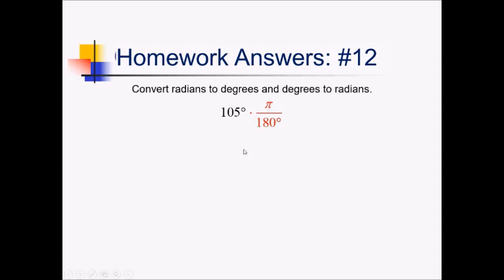So we would have 7 pi. And then 15 goes 12 times into 180. So that would be 12 down there. So 7 pi over 12.